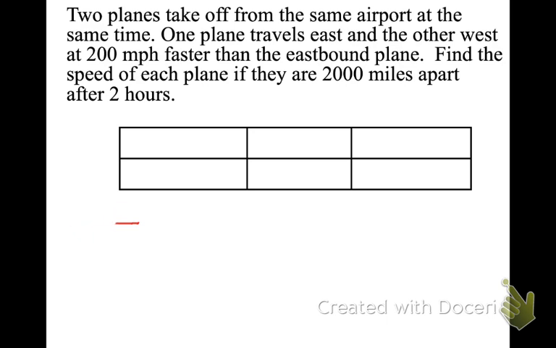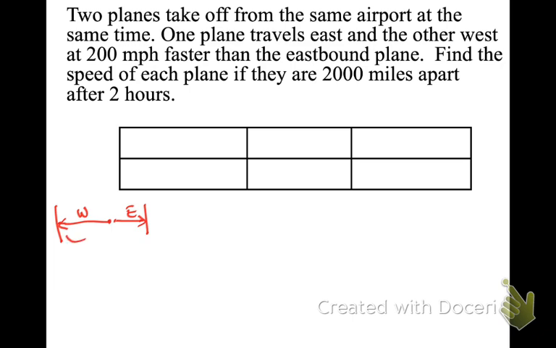Actually, I'm going to make it a little bit more like this. There's a reason. Here's east and here's west. Why am I making the west one longer? Because it's going faster. So it's east and this is west. It says one travels east and the other west, at 200 miles per hour faster than the eastbound plane. Find the speed of each plane if they are 2,000 miles apart after 2 hours.